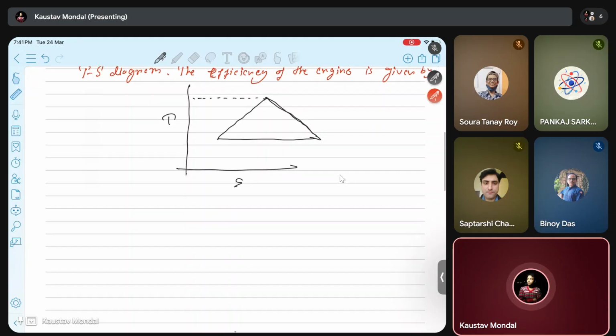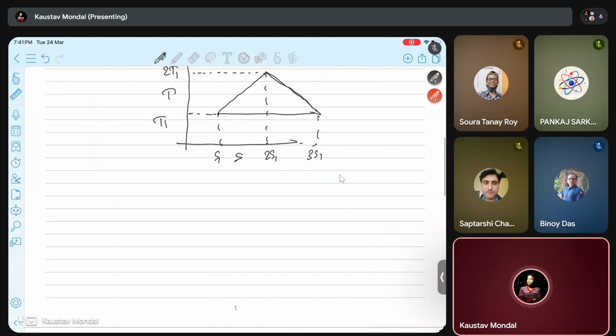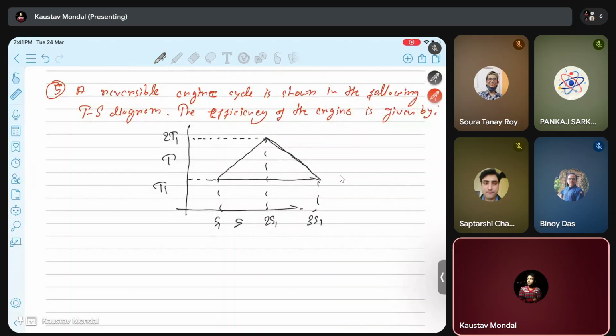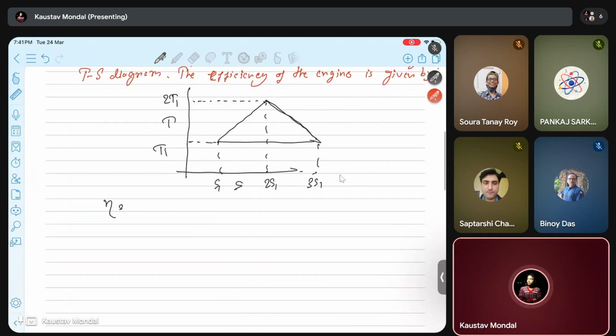The TS diagram looks like this. So this is the form: 2T1, T1, S1, 2S1, 3S1. Okay. So efficiency, we know the formula is simple. Eta is basically given by W by Q.